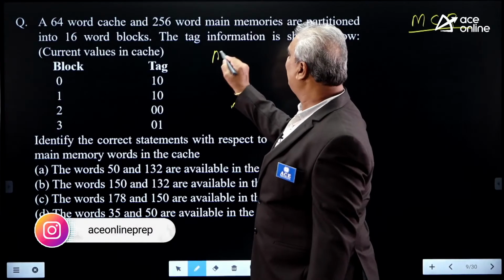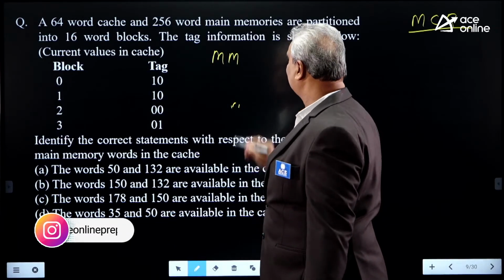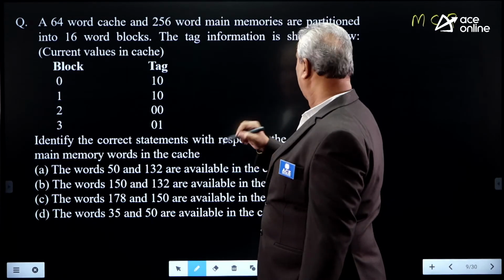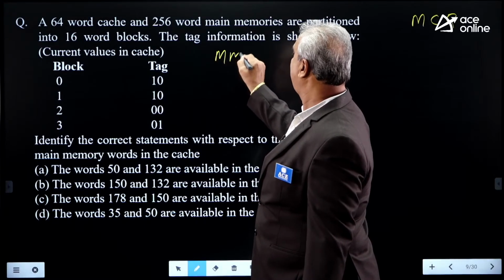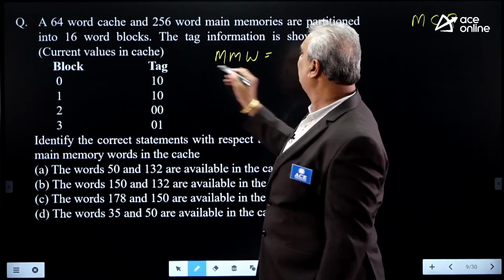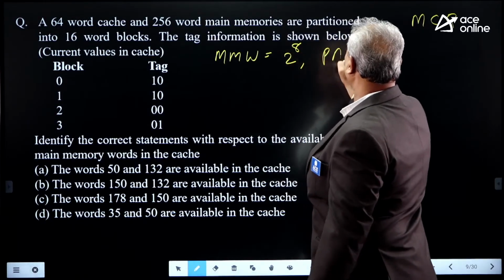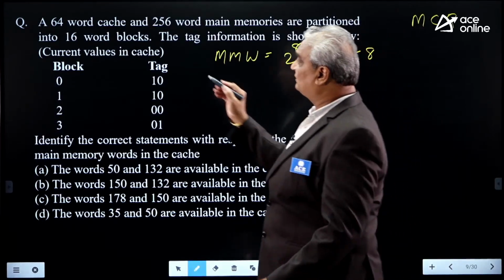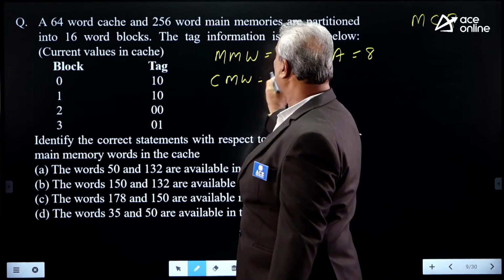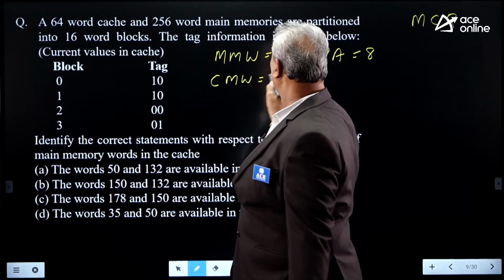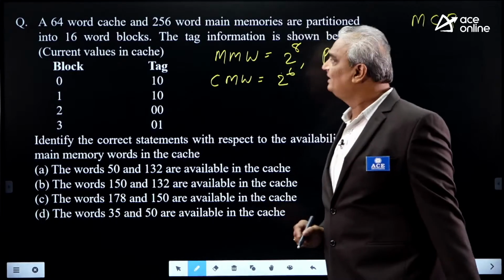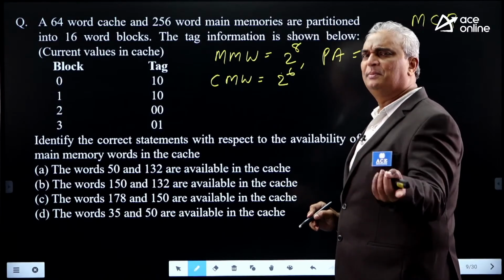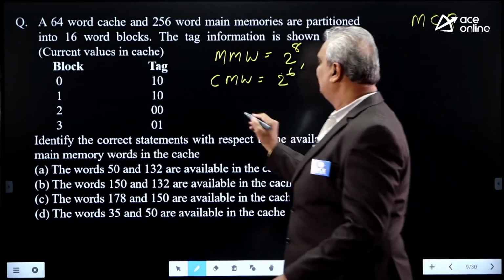Okay. What is MMW? MMW means number of words in main memory. How many? 256 means 2 power 8 means PA size is equal to 8 bit. PA is physical address size, main memory address size. Next, what is CMW? Number of words in cache memory. 64 means 2 power 6. What is the type of mapping? In this, he did not mention type of mapping. Automatically default is nothing but a direct map.